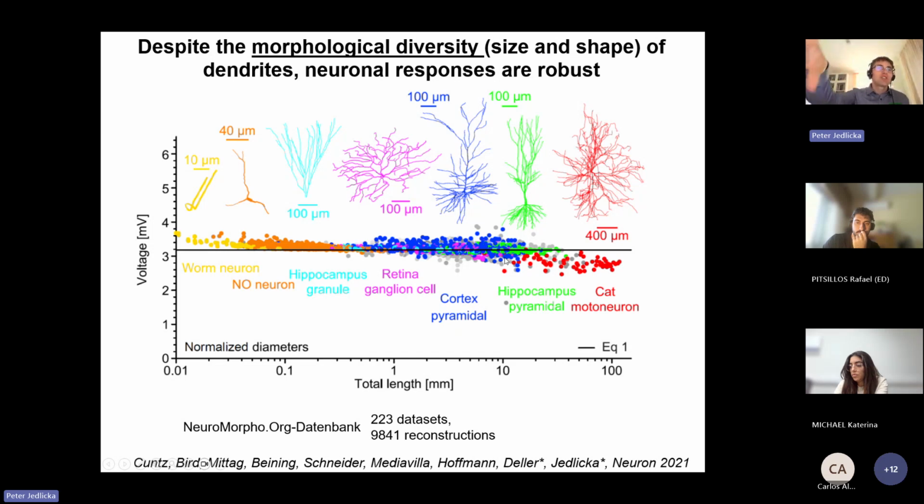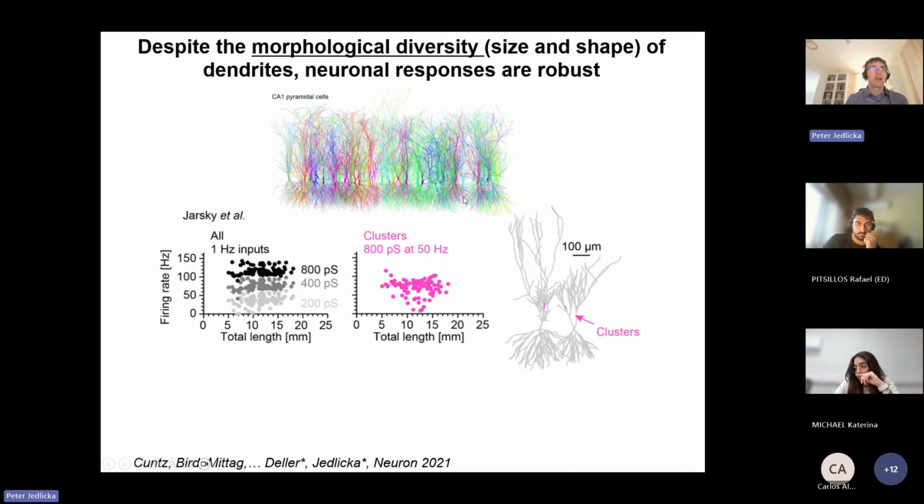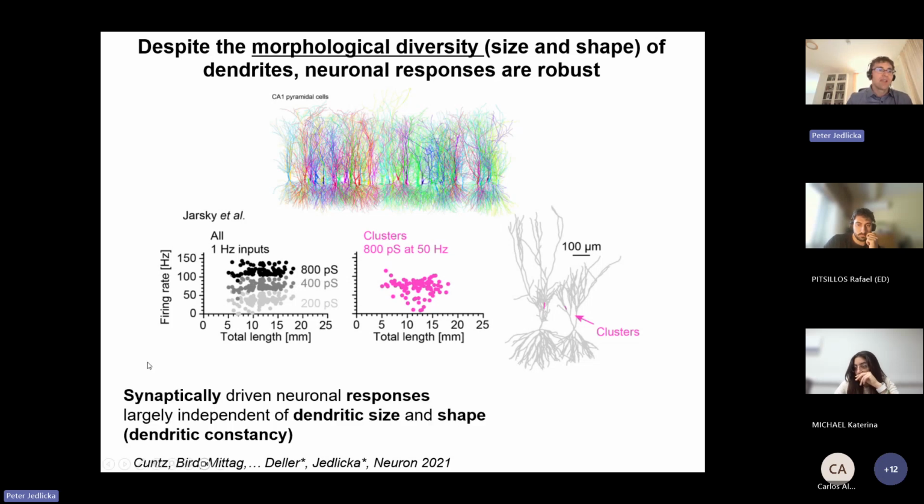So here, we showed this for passive simulations. Then surprisingly, that was also the case for active models in which you also had some spikes, even including dendritic spikes. So here you see basically the same plot, right? The x-axis is the total dendritic length. The y-axis is the response, somatic firing rate. And this was the case also for active models, active CA1 pyramidal cell models. Yeah, so the synaptically driven somatic responses were, again, largely independent of the size of the dendrite and also of the branching.